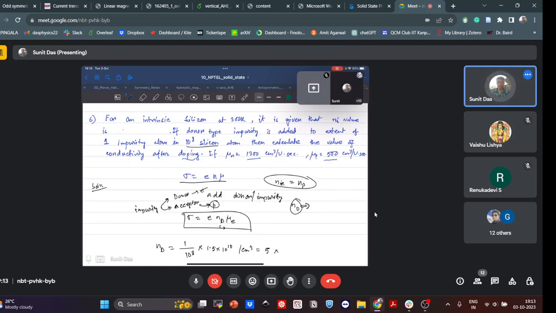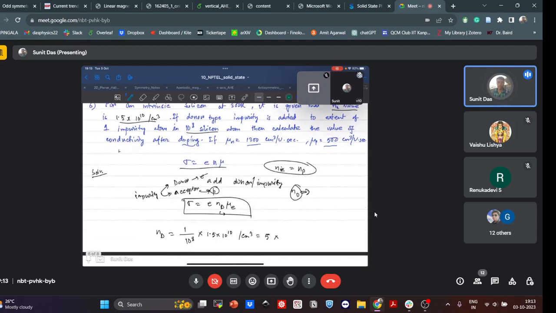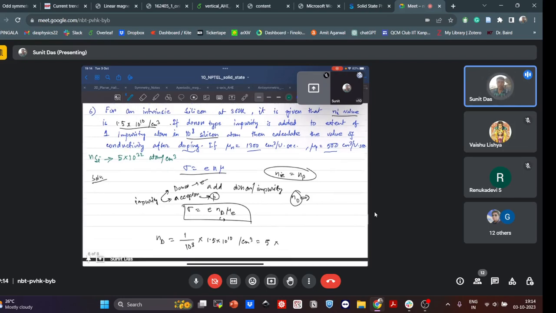Okay, so two things here. In the question, this is mixed up. 1.5 into 10 to the power 10 per centimeter cube is actually the intrinsic concentration. That is correct. Now another piece of information is there: there are 5 into 10 to the power 22 atoms per centimeter cube. So this is the silicon concentration, and this is the charge carrier concentration.